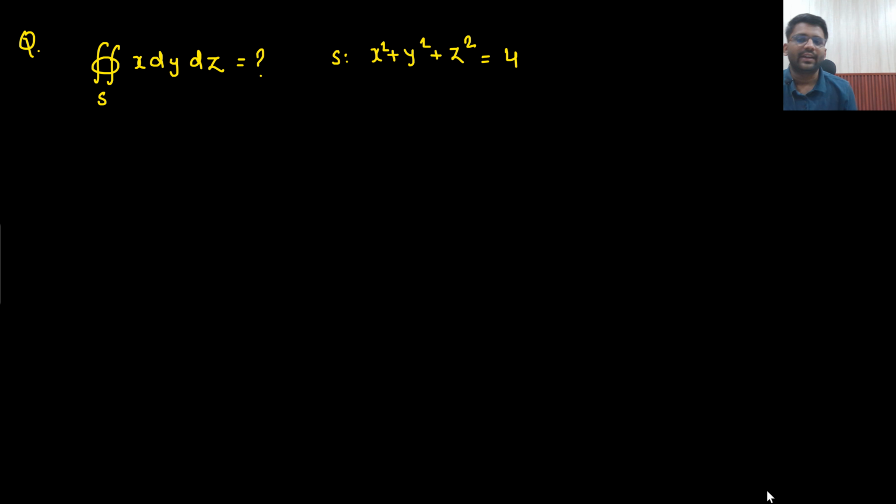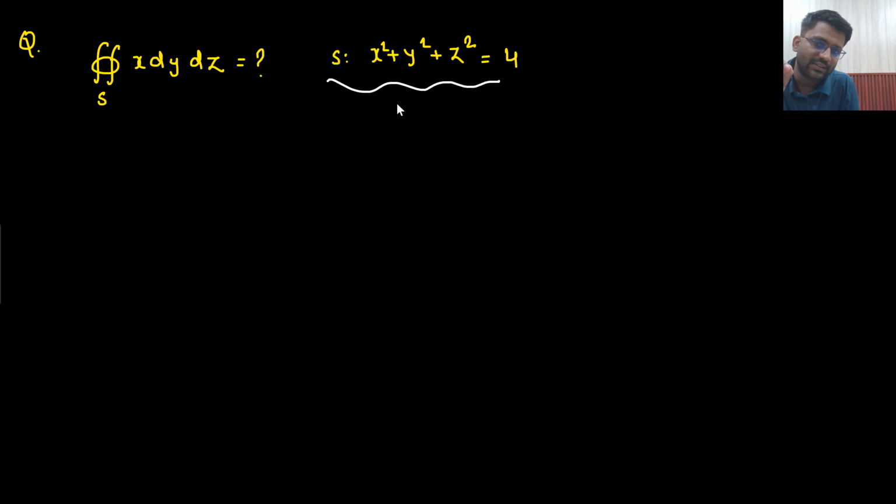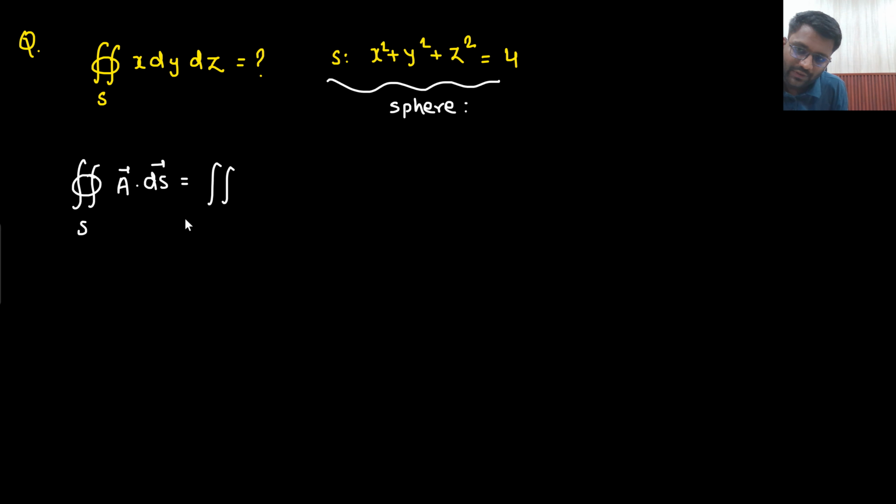Let's go to the next question. Very interesting question. Try doing it on your own. You need to find out the closed surface integration of x dy dz, and this is your closed surface. What is this? This is a sphere. So for a sphere, first of all, you write down what this would have been. This would have been some A dot dS, right? This A dot dS over the closed surface has given me x dy dz.